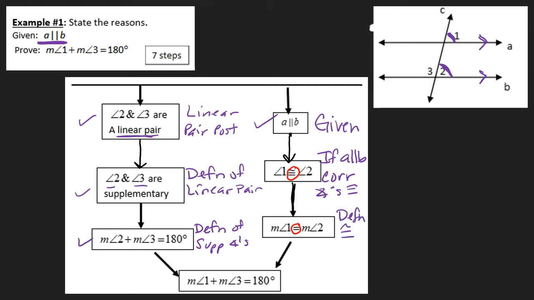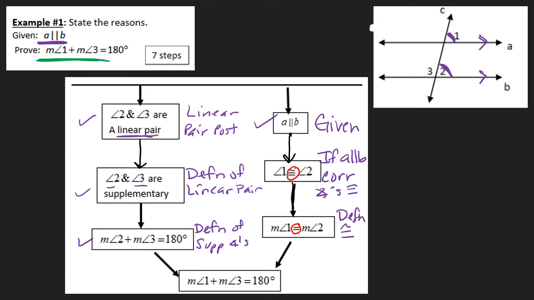And that's as far as that path will really take us. So now is when my two paths merge. On the left, I have that angle 2 plus angle 3 is 180 degrees. And on the right, I have that the measure of angle 1 equals the measure of angle 2. Well, if you look back up to the original problem, we're trying to prove that the measure of angle 1 plus the measure of angle 3 adds up to 180.